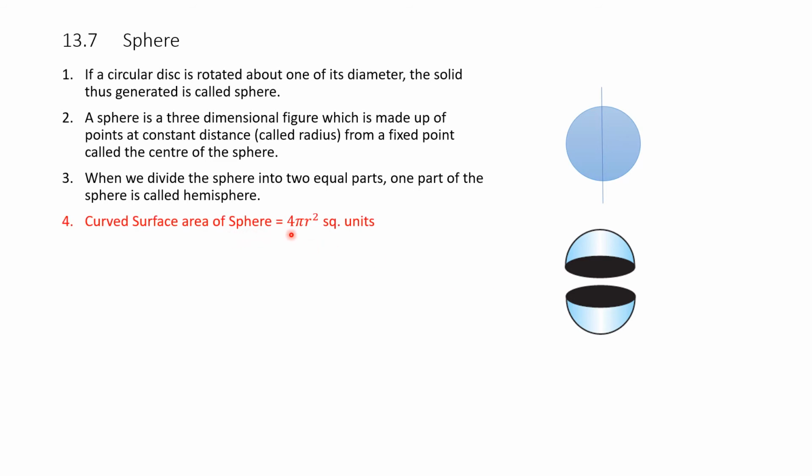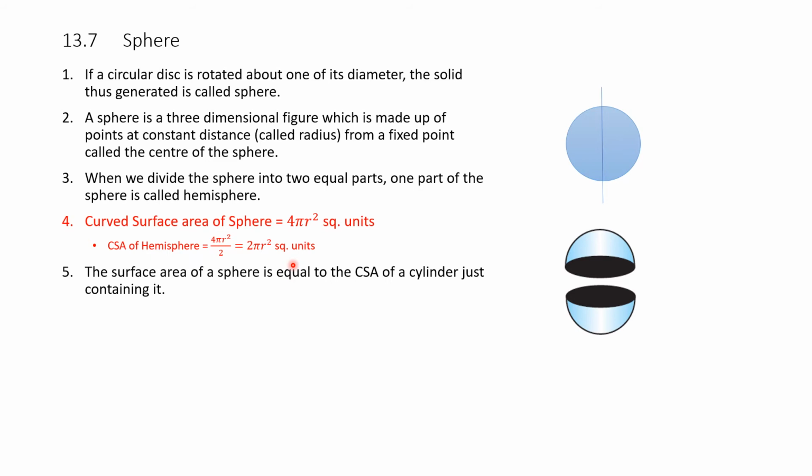Curved surface area of a sphere, that is a full sphere, is 4 pi r square, square units. Therefore, curved surface area of a hemisphere is 4 pi r square divided by 2, that is equal to 2 pi r square, square units. The surface area of a sphere is equal to the curved surface area of a cylinder just containing it. So, if you want to find the surface area of a sphere, you have to calculate the curved surface area of a cylinder containing this sphere. That is, you have a cylinder outside the sphere, so the curved surface area of the cylinder is equal to the curved surface area of the sphere.